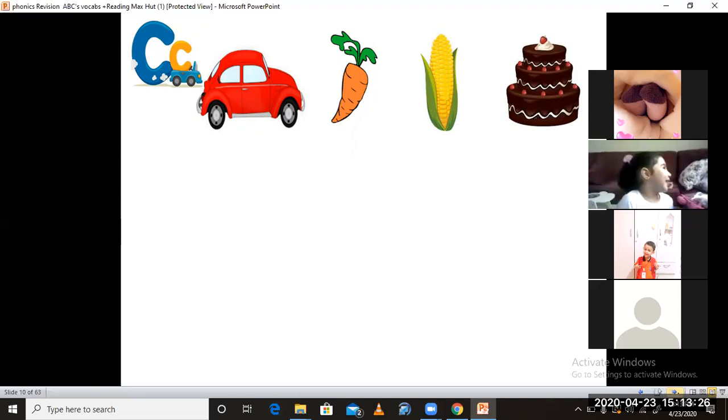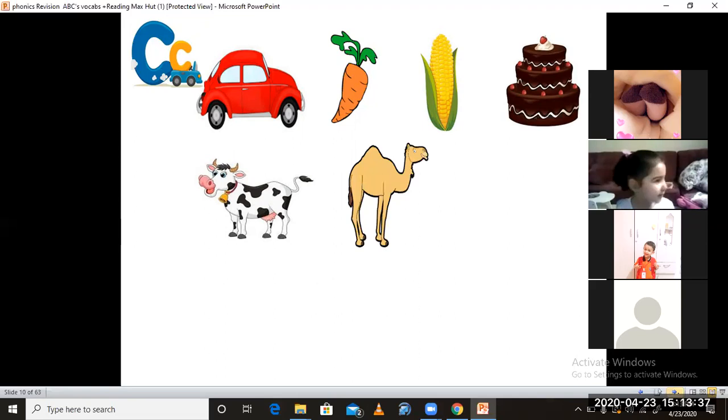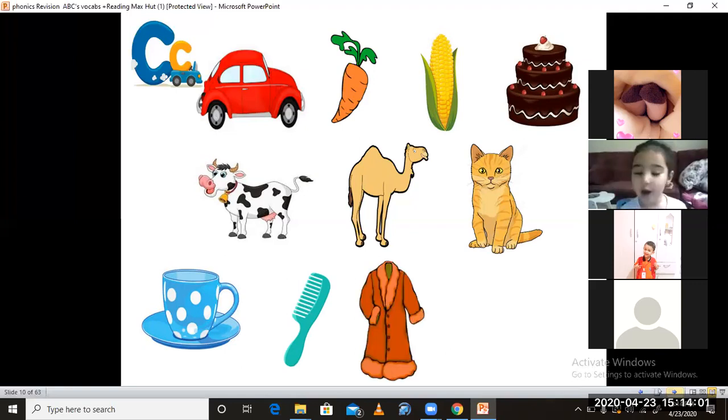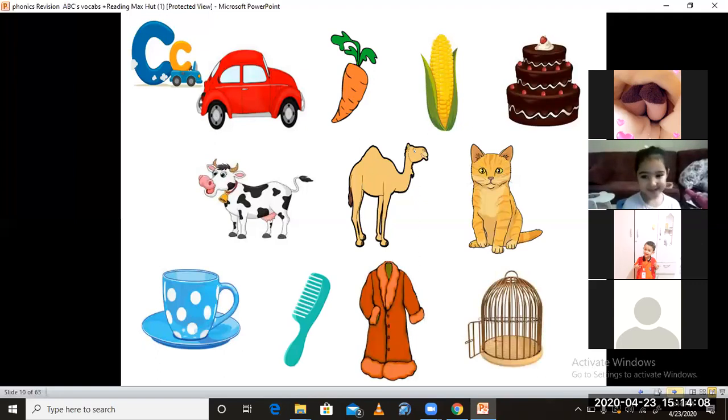This what? Corn. Cake. Very good, Hamza. This what? Cow. Very good, Salma, Sara. Where is Yasin? This what? Cat. Very good. And this one, cage. All these pictures start from letter C. And the sound of letter C.